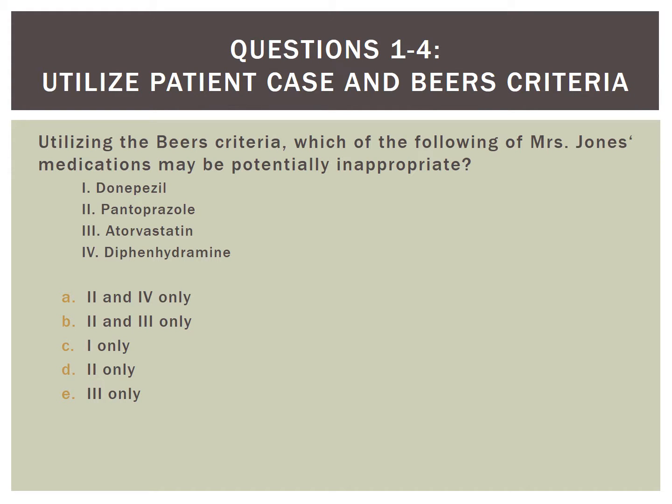So the first 4 questions relate to our patient case and Beers criteria. Our patient case is Mrs. Jones, a 78-year-old female who has moderate Alzheimer's dementia, hypertension, and high cholesterol. She came into the hospital 3 days ago and is now getting ready for discharge. She was admitted with a UTI, received IV antibiotics. She's returned to baseline functioning.